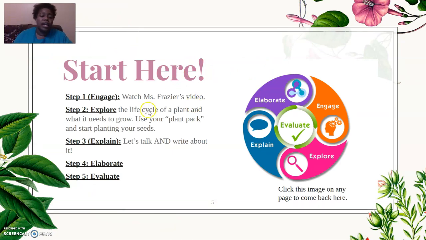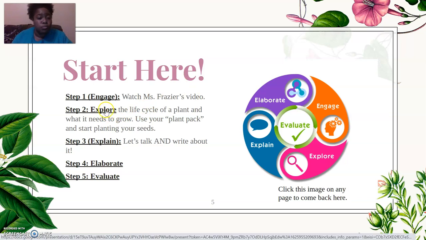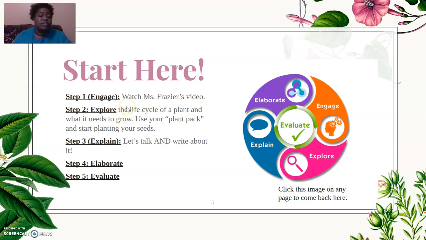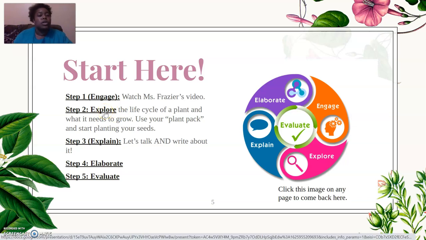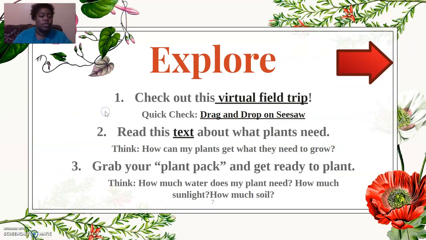After you engage, you will go to step 2, which is explore. You will explore the life cycle of a plant and what it needs to grow. And during this time, you will use your plant pack and start planting your seeds. So if you click on number 2, it'll take us to our explore page. You have instructions for what to do as you explore. Step 1 is to check out our virtual field trip.